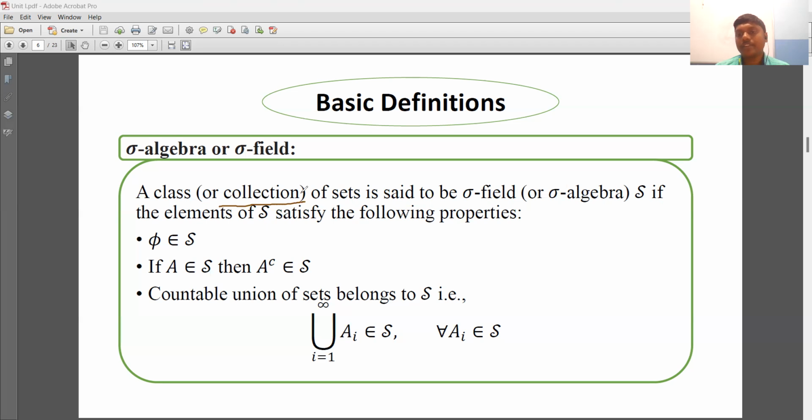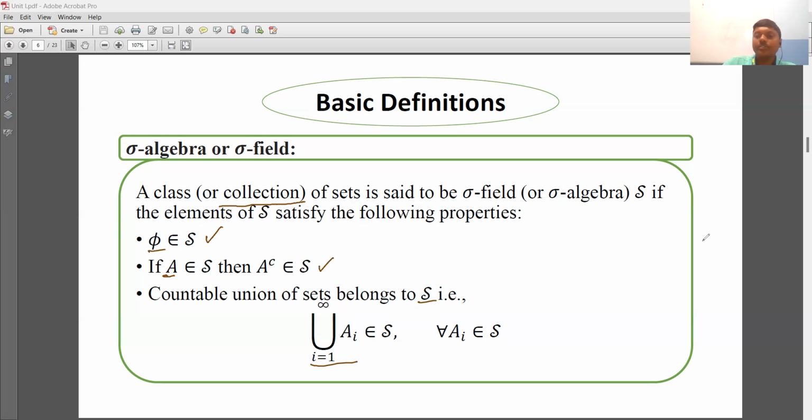The first property says that the null set should belong to that collection. So the first one is that the null set, or phi, which is how I'm representing it, belongs to that collection. The second property says that if I have a set A in the collection, then its complement must be there. And the third says that if I have a countable union of sets belonging to the collection, then the union of those sets must belong to the collection.